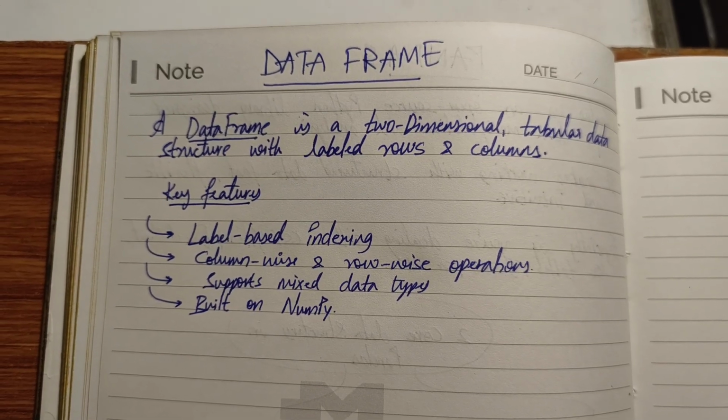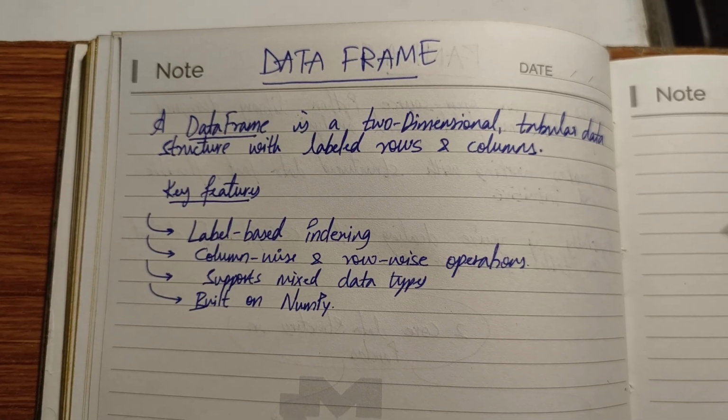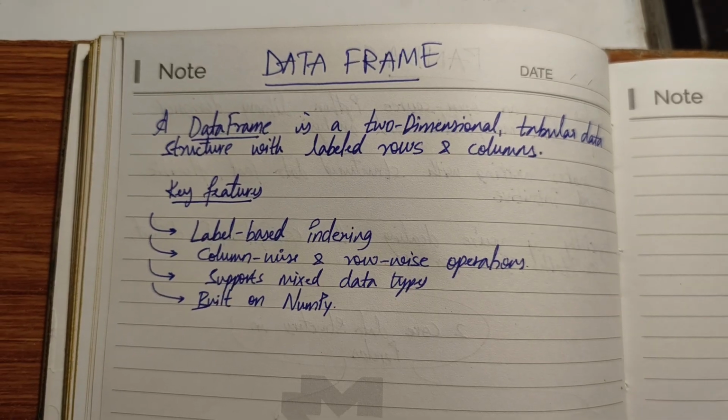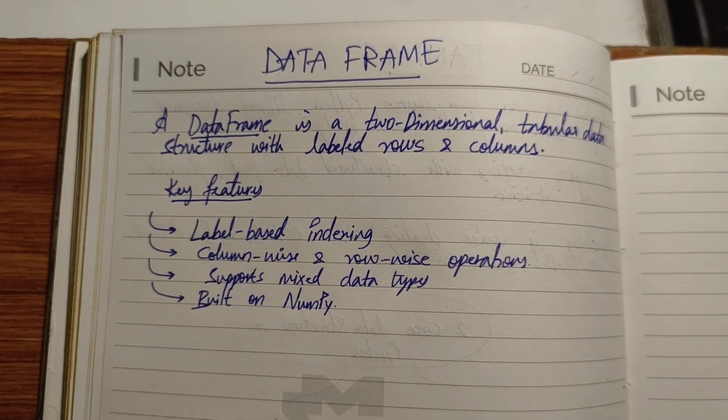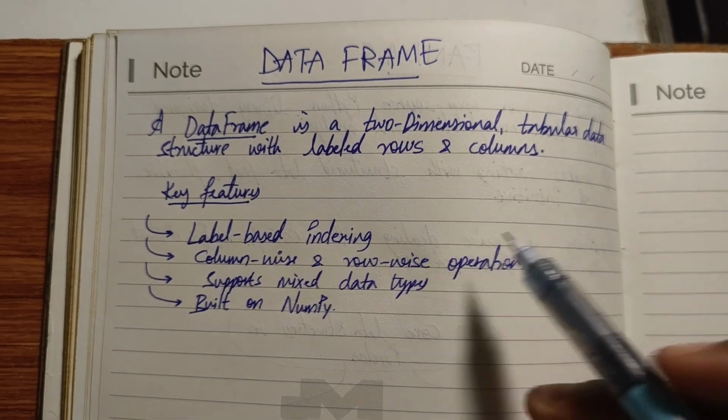And the two core data structures in pandas are series, which is a one dimensional labeled array like a column, and the second one is data frame, which is a two dimensional labeled data structure like a full spreadsheet or a SQL table. So what is data frame?